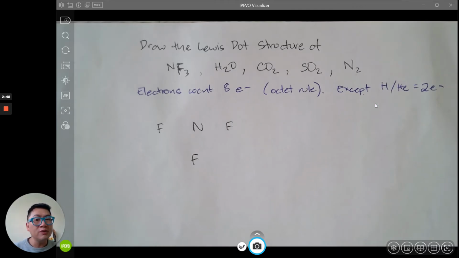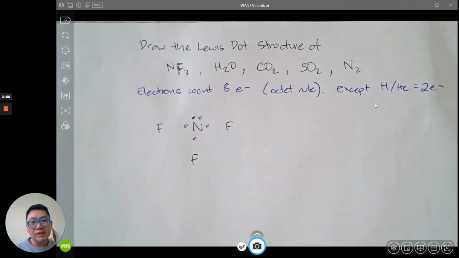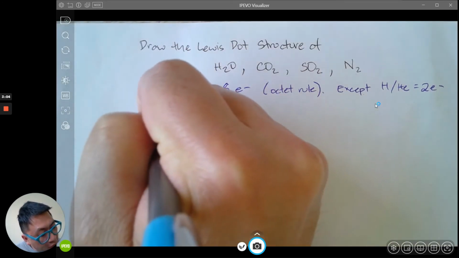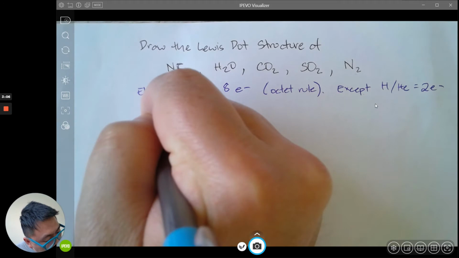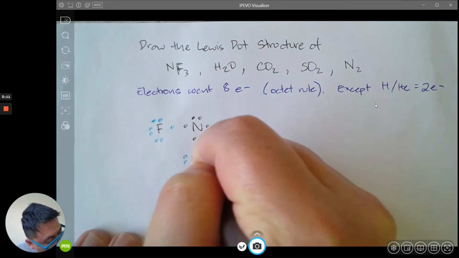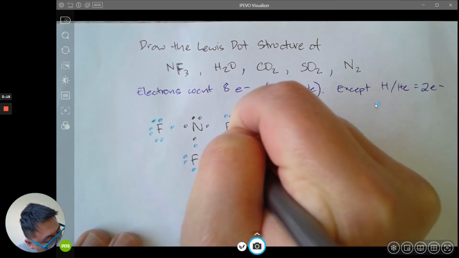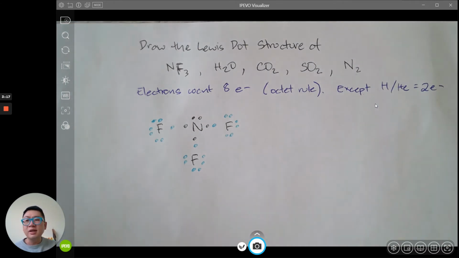So nitrogen's in group 5. I'm going to put 5 dots around the nitrogen: 1, 2, 3, 4, 5. Fluorine is group 7, 7A on the periodic table. I'm going to put 7 dots around each fluorine: 1, 2, 3, 4, 5, 6, 7 valence electrons around each fluorine.